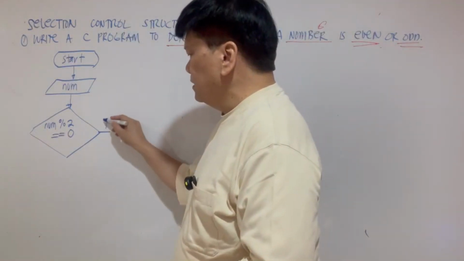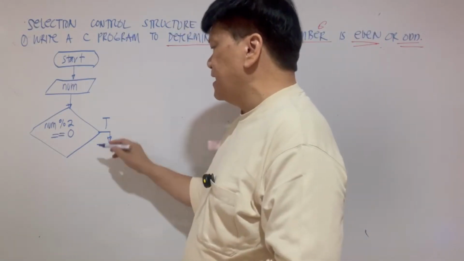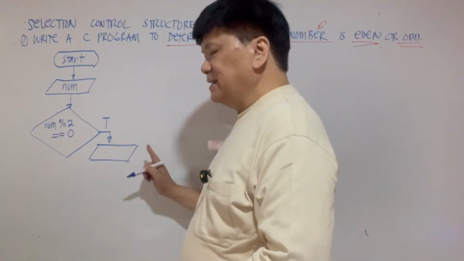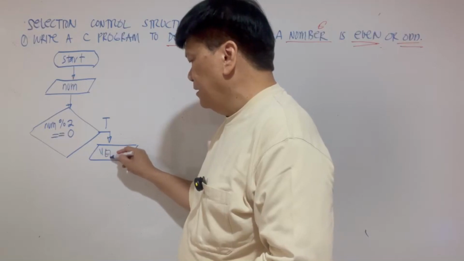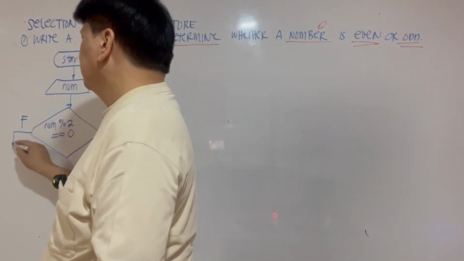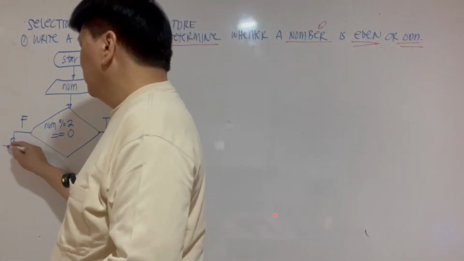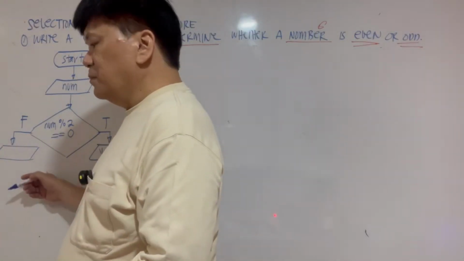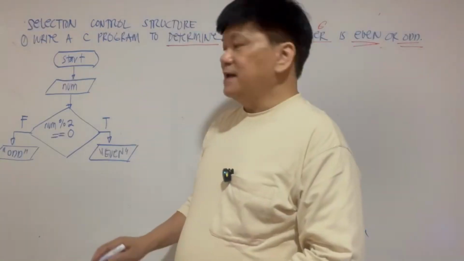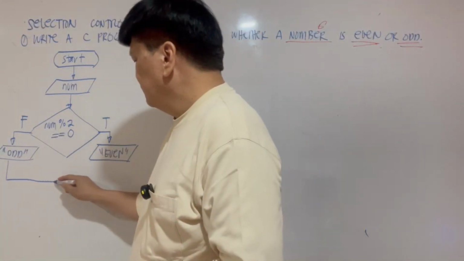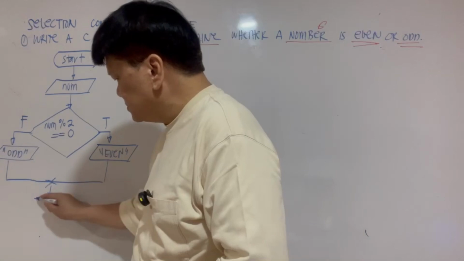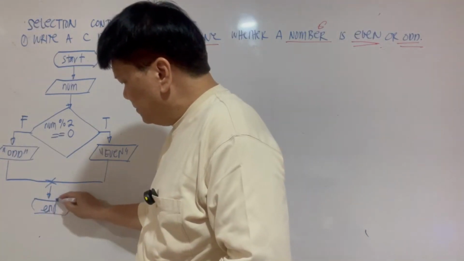If it is true, therefore the number that we inputted is an even number. So we can put there "the number is an even number," or simply display "even." Otherwise, meaning it is not equal to 0, you will output "the number is an odd number," or simply "odd." And then that ends the flowchart. So that arrow, then proceed below, and put there End.